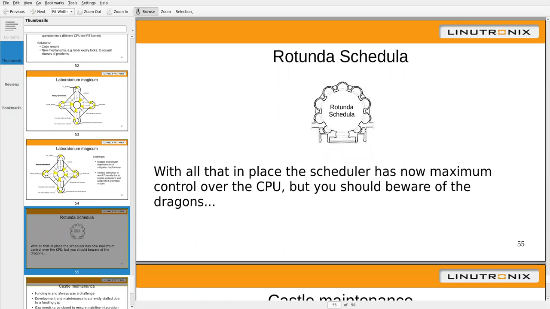So with that, we leave and go back to the rotunda, and with all these things in place and a couple of minor tweaks, the scheduler has now maximum control over the CPU, but be aware of the dragons. They are lurking, and every bit of new code, every driver you write or vendor code you get might have some of those issues, which we just went through and discussed.